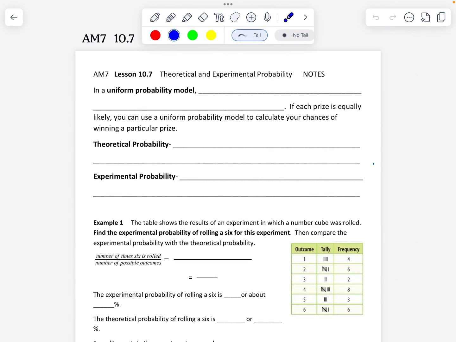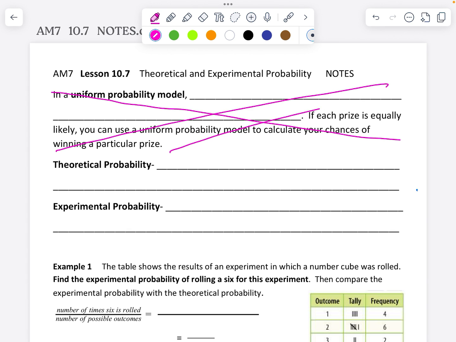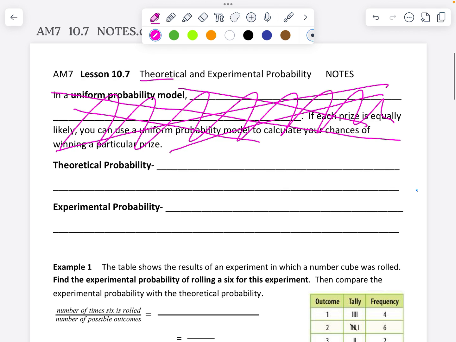All right, everyone, let's take notes for lesson 7. To start us off, we are going to cross out this whole thing right here. This just tends to confuse students more, and we don't really need to know these terms. Feel free to cross it out. Go crazy. But we do need to know theoretical versus experimental probability today.